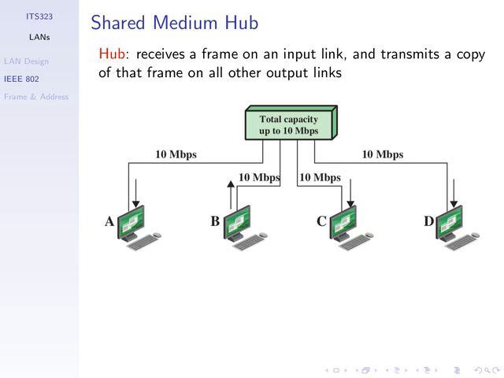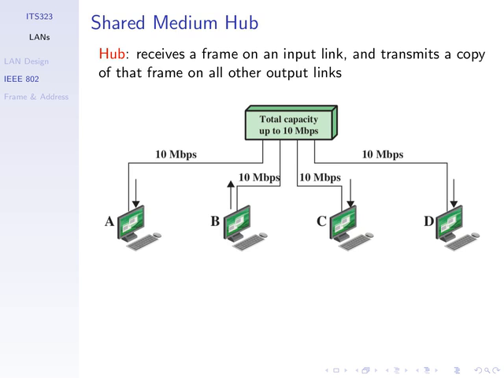If at the same time D wanted to send to A, then even if we had a full duplex link here, D would be receiving a signal and could transmit a signal in the other direction, we'd have a collision on the output links. That is, we'd have a collision here and here.